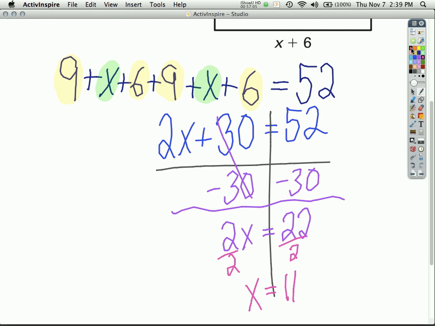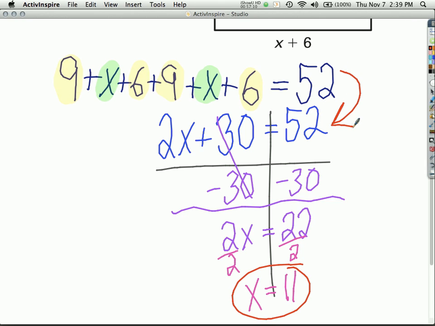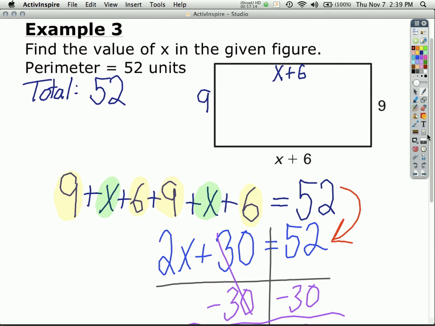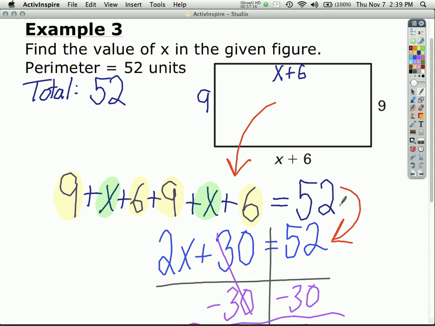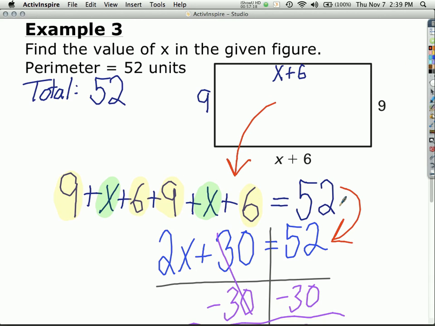Does anyone have any questions? I know I went quickly there, but the focus was really on this part here and how to get from the picture to here. Does anyone have any questions?